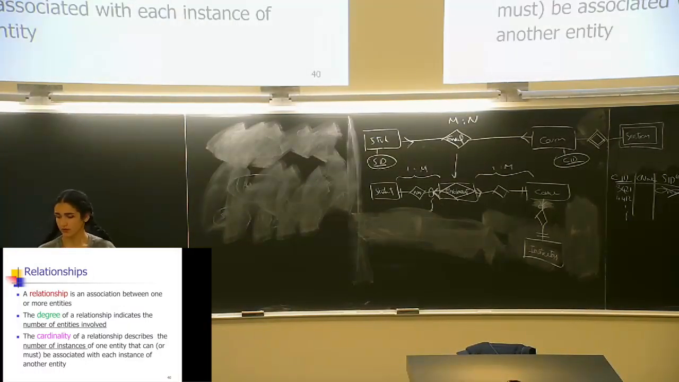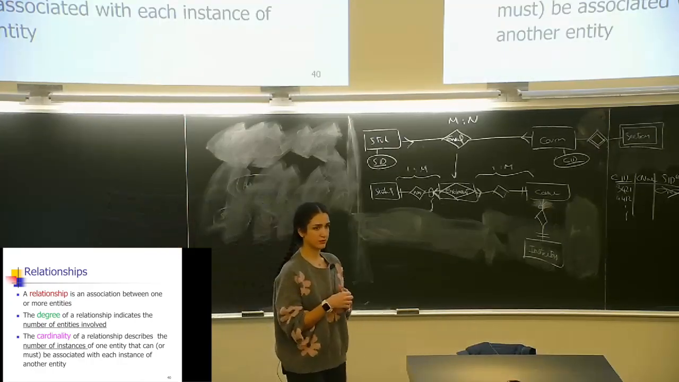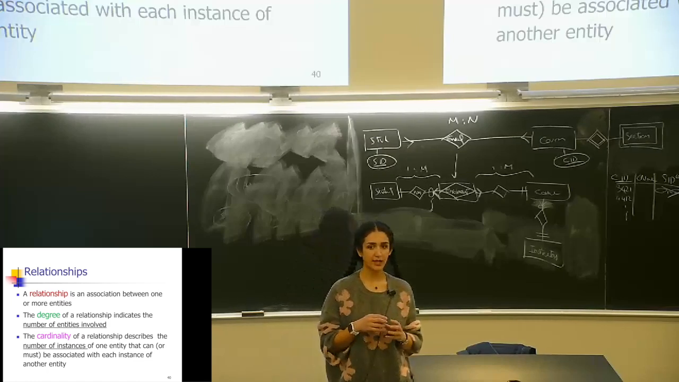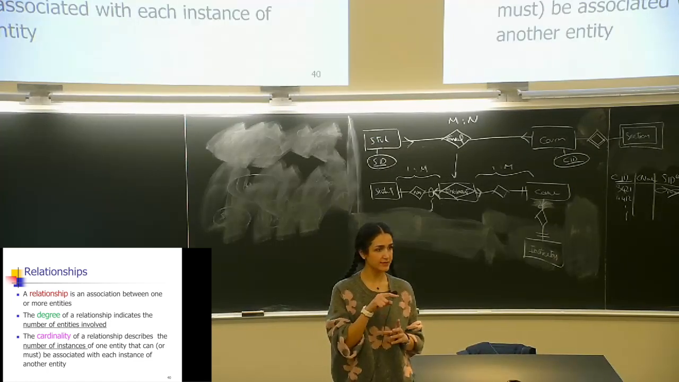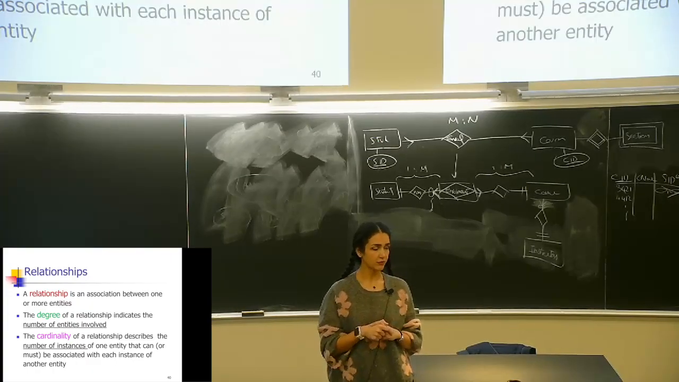Now, we discussed relationship. It's a link or association between one or more entities. How could it be a relationship between one entity? Because we can have a unary relationship, which means an entity can be related to itself.